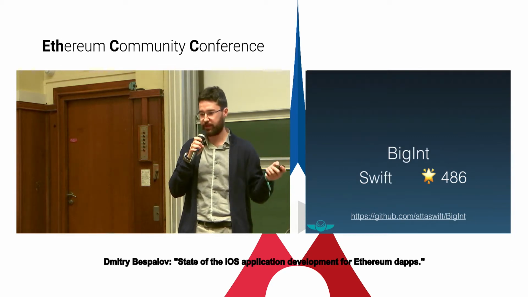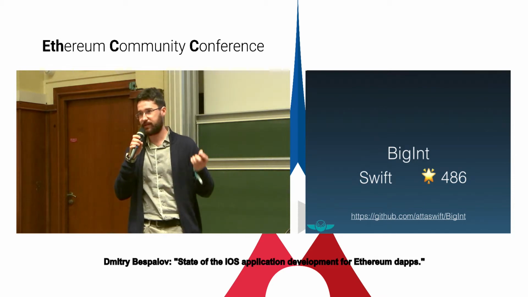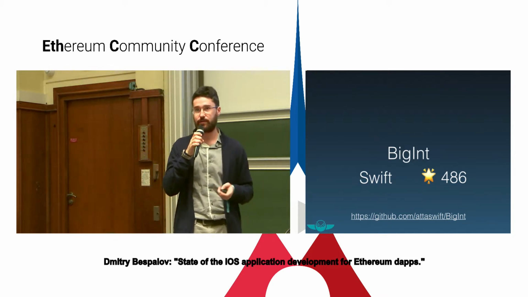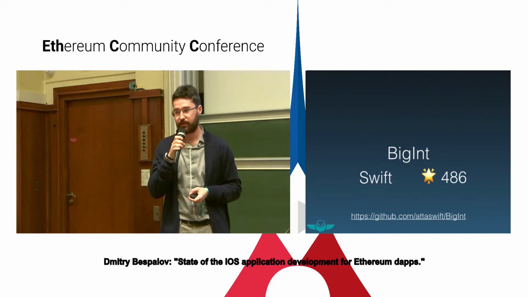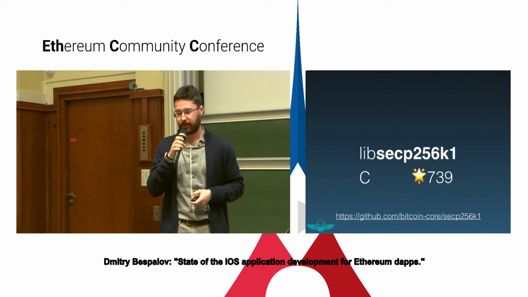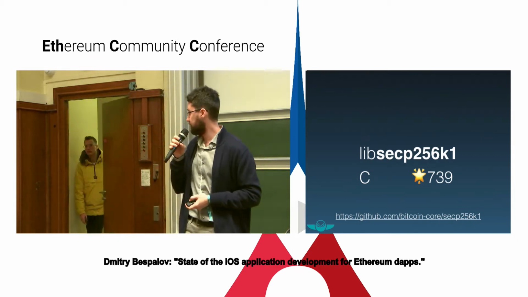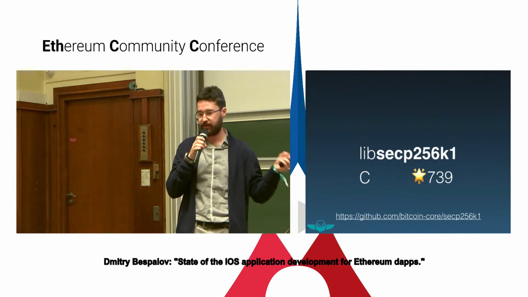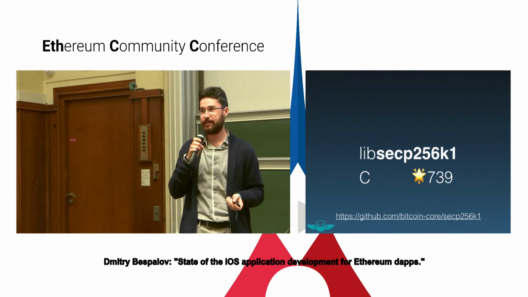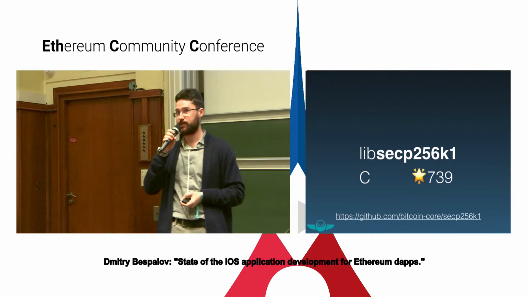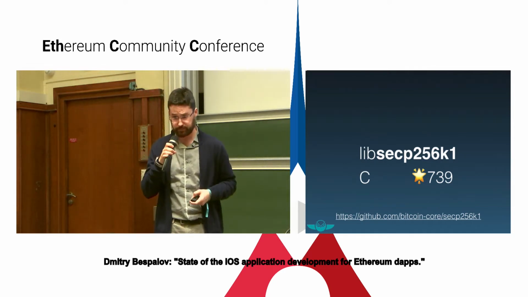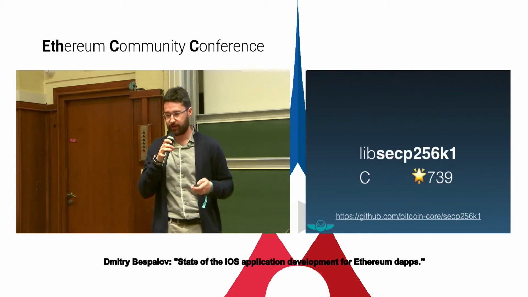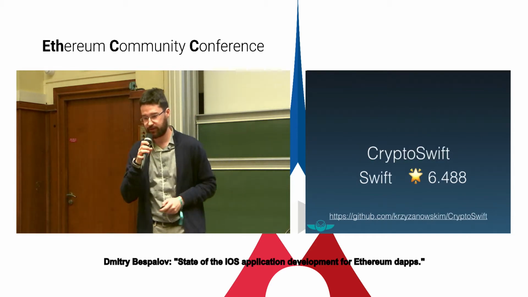This library, BigInt, written in Swift, basically brings support for big numbers, and it's used across many other projects, and many libraries also use this one. Then this library is built by Bitcoin, and supports the secp256k1 elliptic curve parameters. When the elliptic curve parameters are changed, probably libraries that are using or depending on this one should change their cryptography provider.